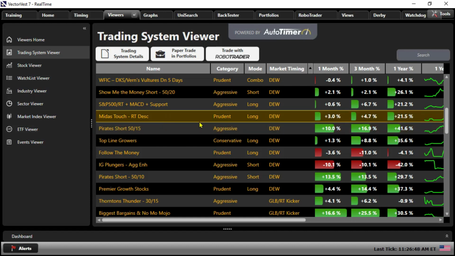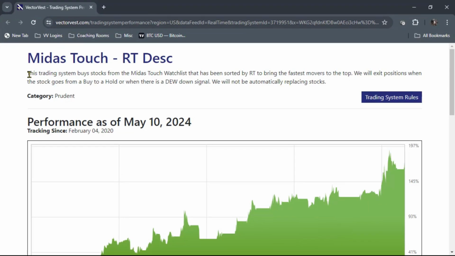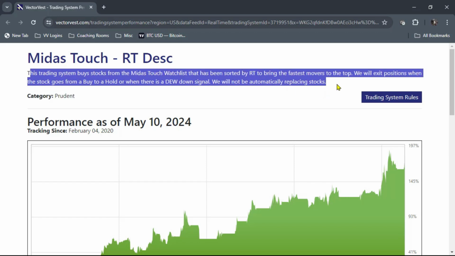All right, now, if you want to know a little bit more about these systems, you can always click on Trading System Details. When we do that, you'll have a nice little blurb up here at the top.